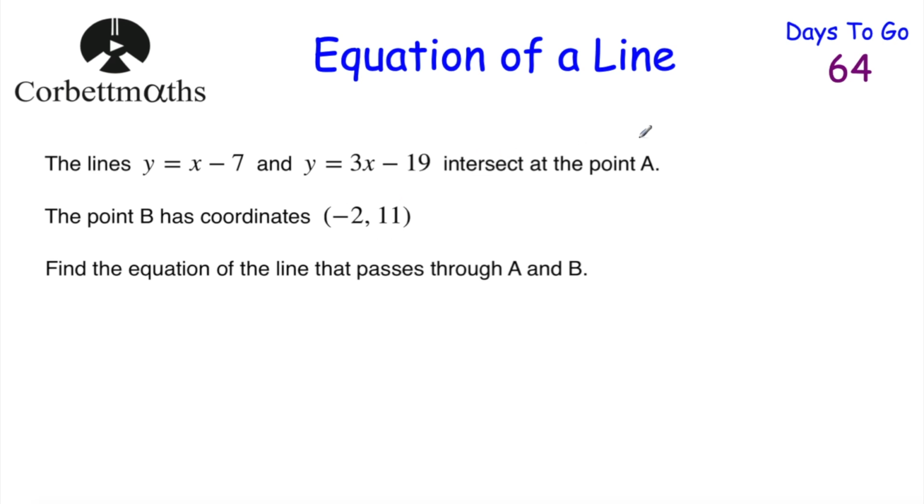So we want to find the equation of the line that passes through A and B. Let's find point A to begin with. So that's where these two straight lines intersect each other.